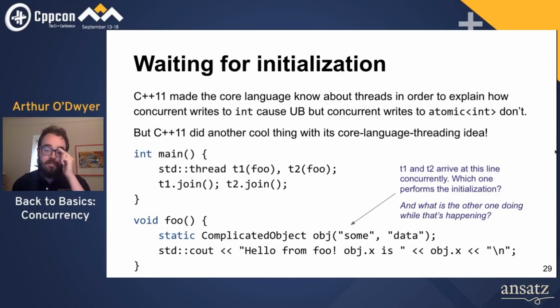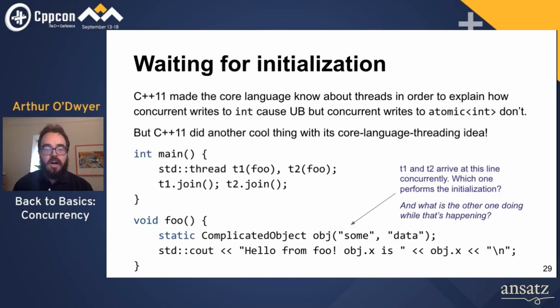So T1 and T2 will arrive at this line concurrently, right? There will be no synchronization between T1 and T2 when they get here. Which one of them is going to perform the constructor of complicated object? And what is the other one doing while that's going on?